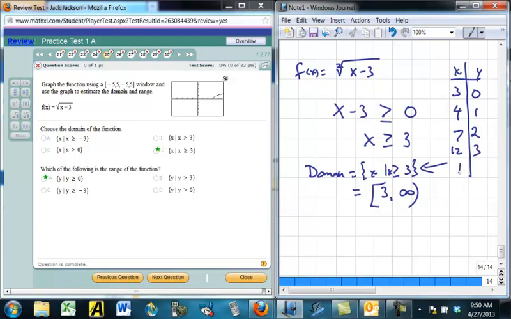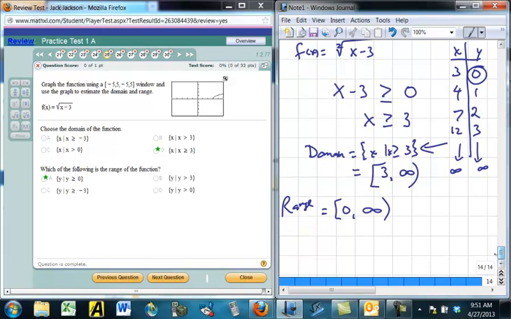But the point is as this gets bigger, as this goes towards infinity, this goes towards infinity as well. So we see that the lowest y we're going to get is 0 for the range, and the highest, there is no highest, it goes on up forever, so it's 0 to infinity for the range.